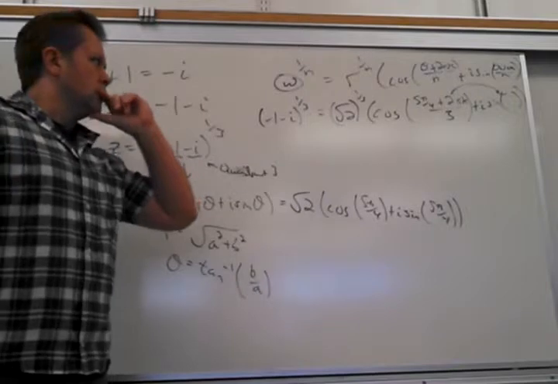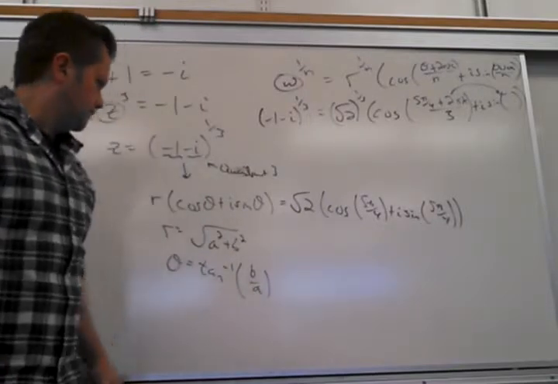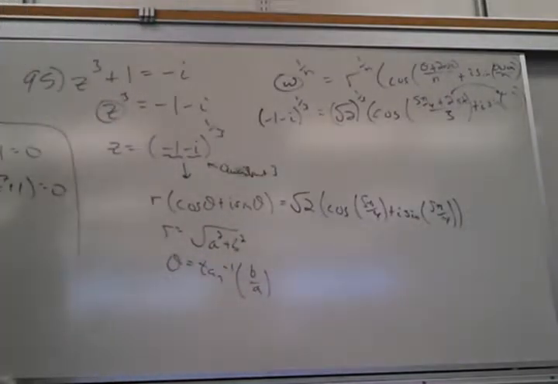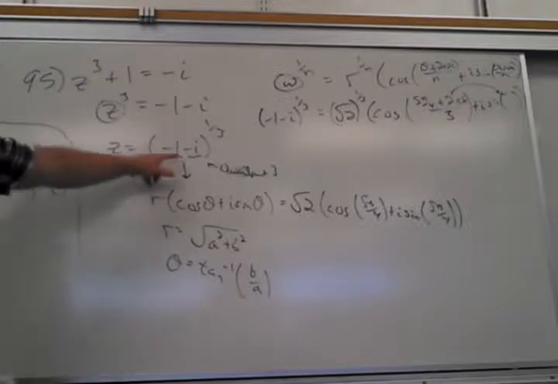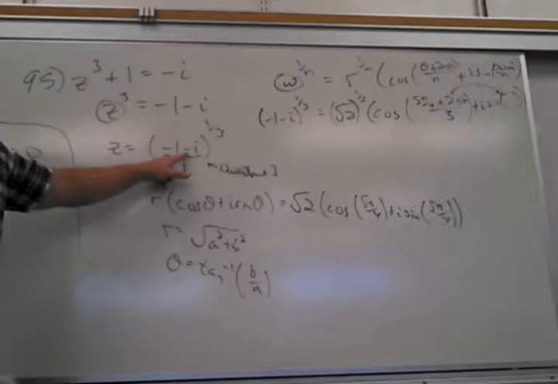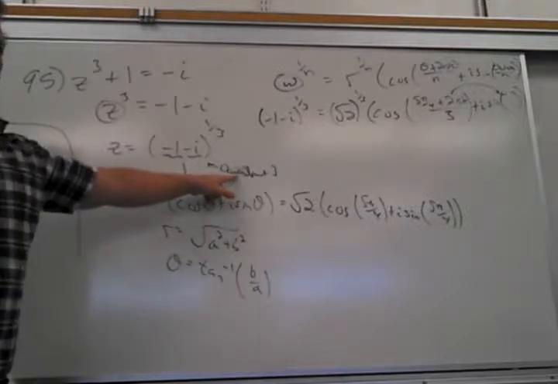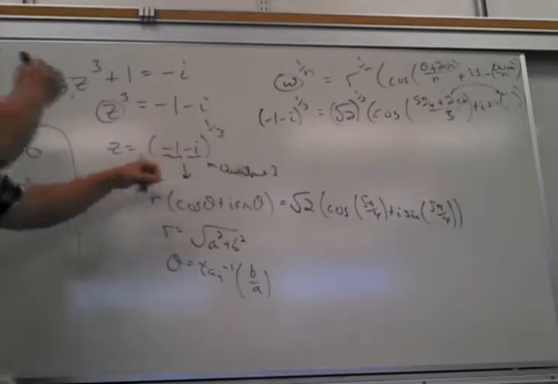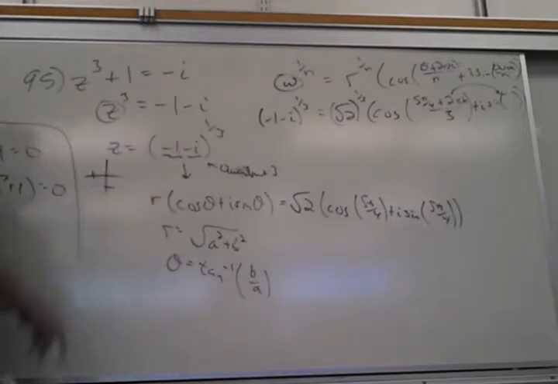Just going back, when you did theta, b over a was 1 over 1, or negative 1 over 1? Negative 1 over negative 1. So isn't that 1 over 1 still? Sure, it could be. You just got to be careful about which quadrant you're supposed to be in. So you have to reflect on that, because there you would be negative 1, you'd be in the third quadrant.